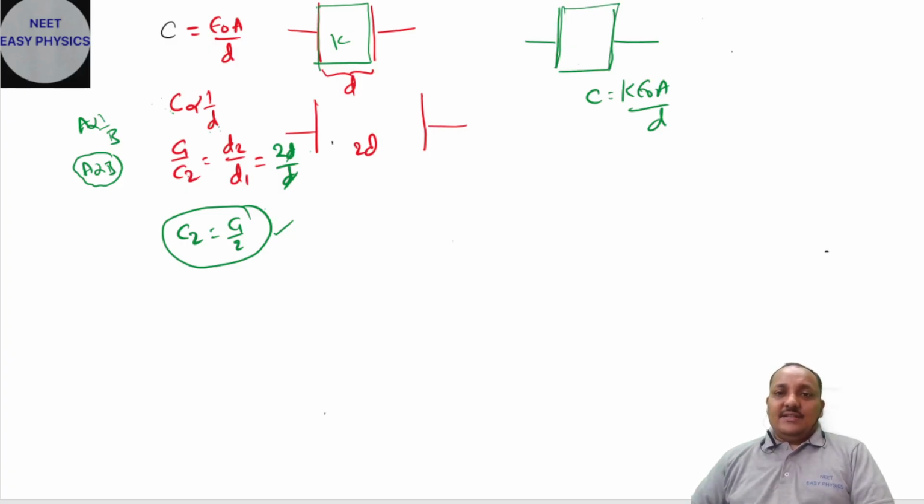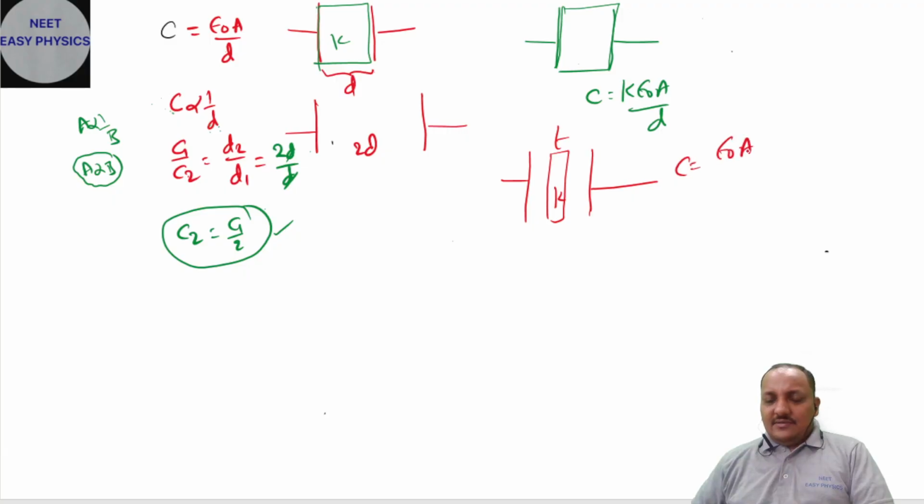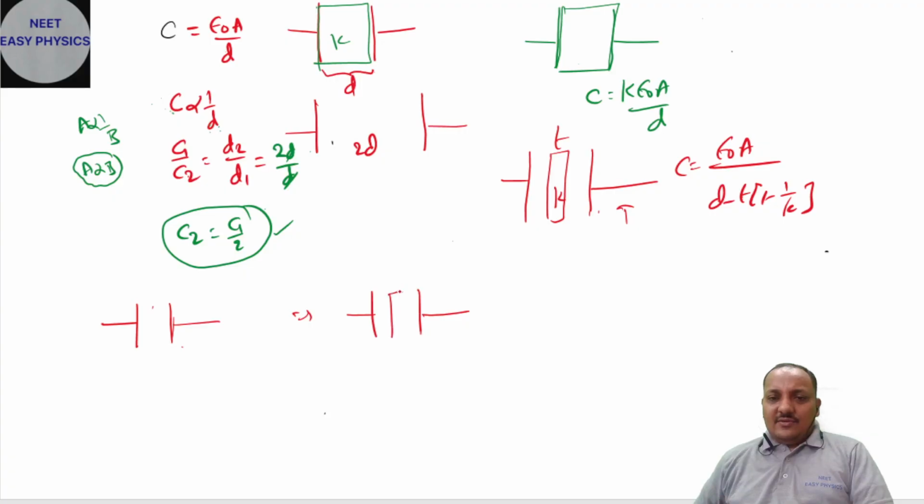Next, if you insert a dielectric partially in between these two plates, already we discussed all this. So what is the formula we gave? C is equal to epsilon naught A by D minus T into 1 minus 1 by K. Isn't it? In this case also, compared to the original capacitance, the capacitance is going to increase. Now, they will give a question: the previous capacitance was some value, and after adding the dielectric, you should have the same capacitance.